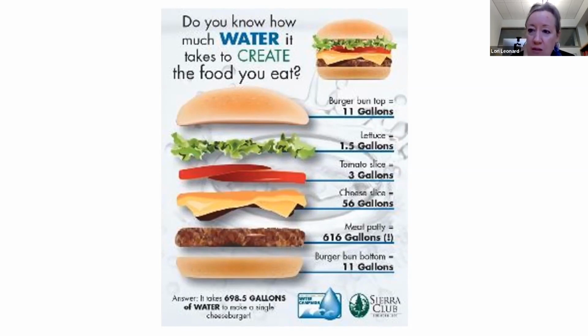One hamburger, in this case from the Sierra Club, takes about 600 gallons of water to produce. So when we waste food, we not only create greenhouse gases in the way that we dispose of it, but we also waste the energy and the resources that are embedded in that food, the land, the water, the nutrients that were required to grow it and produce it, the fuel that we used to transport it from one place to another, and the energy that was required to store it, to cook it, and so on.